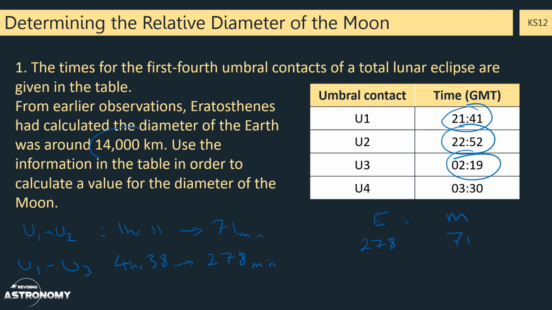And we can use the information that's given to us, which tells us that the diameter of the Earth is 14,000, to work out our moon value. So what do we need to do to get from 278 to 14,000? We need to multiply by roughly 50.76. So we need to do the same to this side, and rounding gives me an answer of approximately 3,575 kilometers.